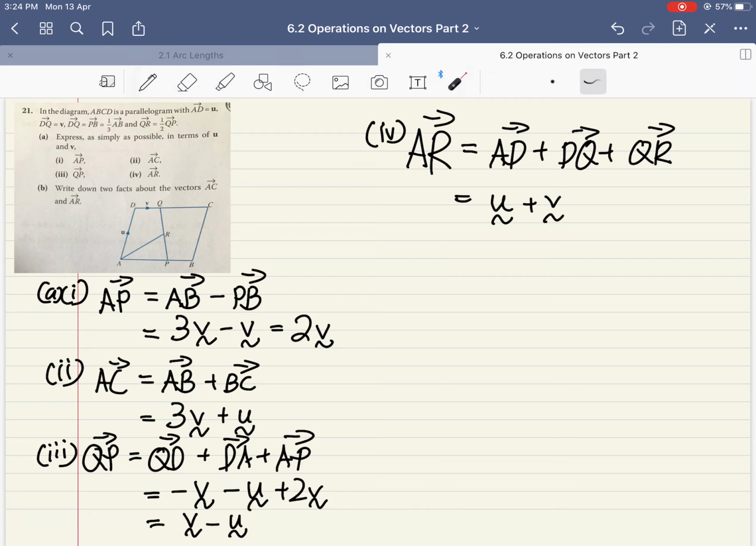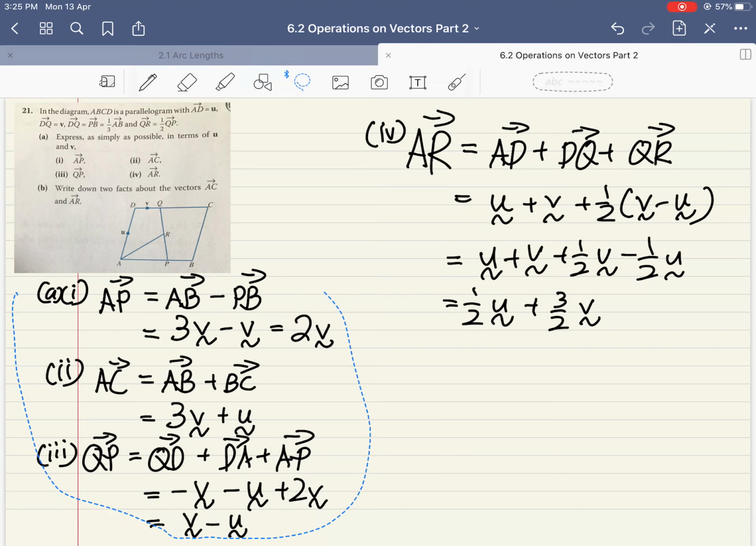QR is equal to QP. And do we have QP? Yes, we do. QR and QP are the same vector. R is the midpoint, so I also know that QR is half of QP. So in this case, QR is half of QP, which is V minus U. If you simplify, it is U plus V plus half V minus half U. Simplifying everything, what I get is half U plus 3 over 2 of V.